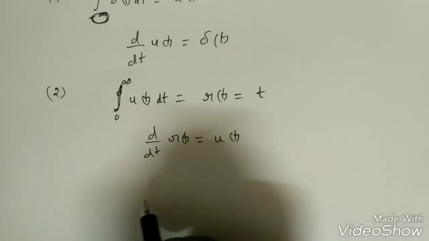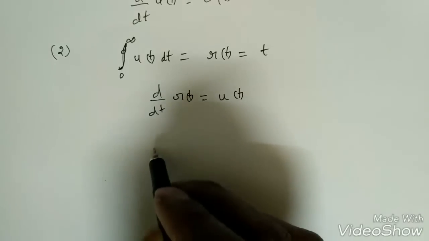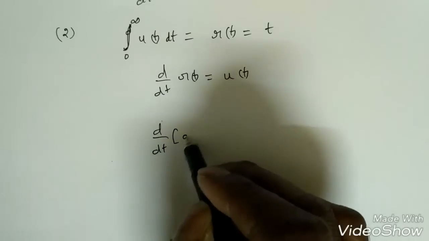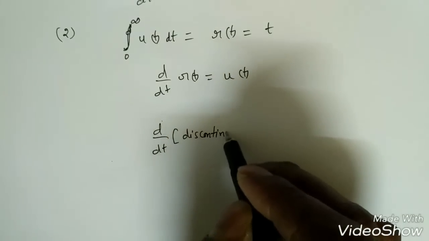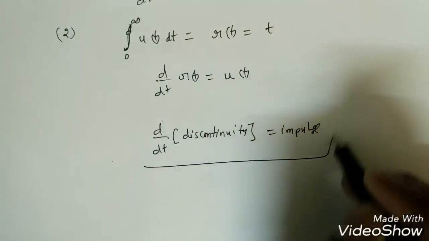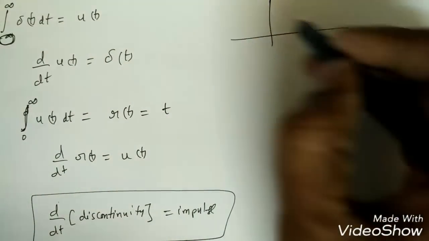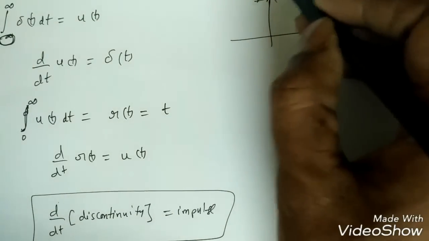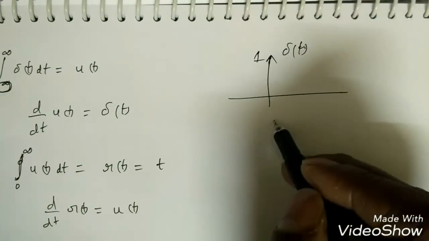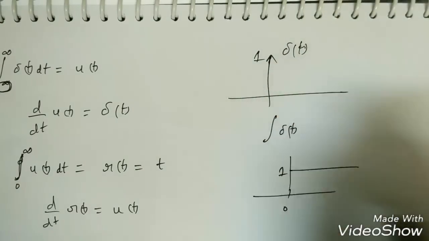Remember, when we differentiate a discontinuity, we will get the impulse. So this is an important point when we do the differentiation, right? Similarly, suppose this is the delta t, right? Now if I integrate, what will we get? Integration of delta t will give a step from 0 to 1 like this.